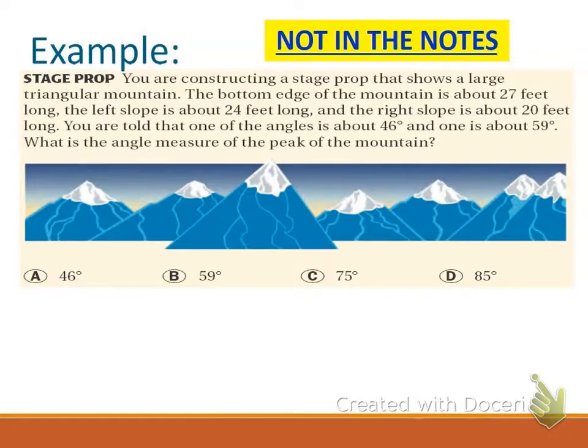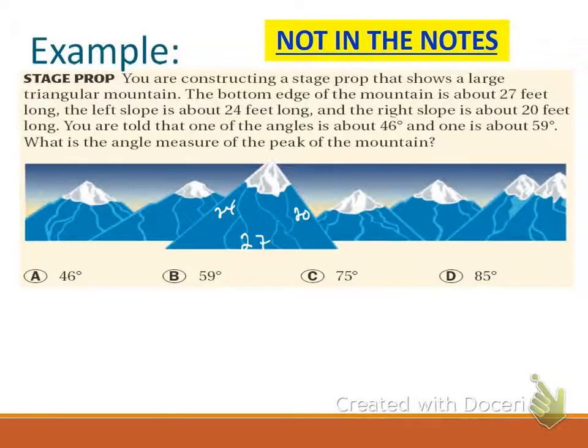All right, so a use of this, I don't know, building a stage prop, and it's a large triangular mountain. The bottom edge of the mountain is 27 feet long. The left slope is 24 feet long. The right slope is 20 feet long, right? You're told that one of the angles is about 46 degrees and one is about 59 degrees. Question is, what is the angle measure of the peak of the mountain?